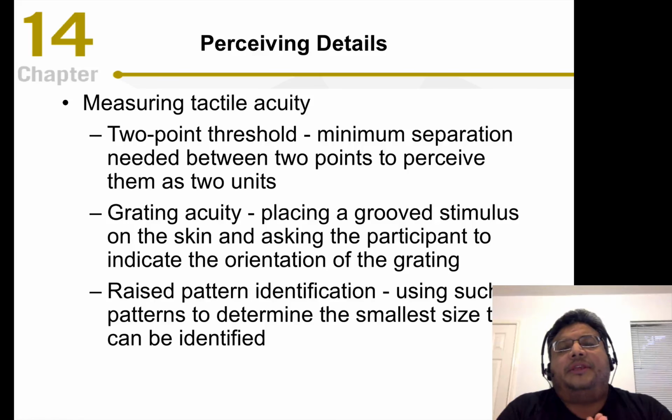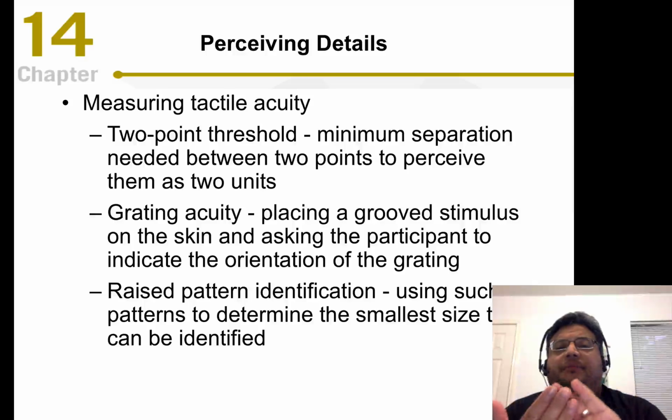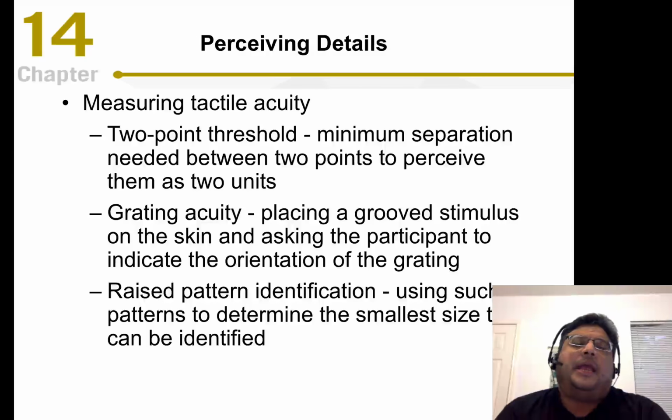So one of the things that we do really well, as far as touch goes, is perceiving details. Humans actually have a remarkable ability to perceive details, for example, on our fingertips. And there are different ways to measure this ability. One of the ways to measure it is to use what's called the 2-point threshold.